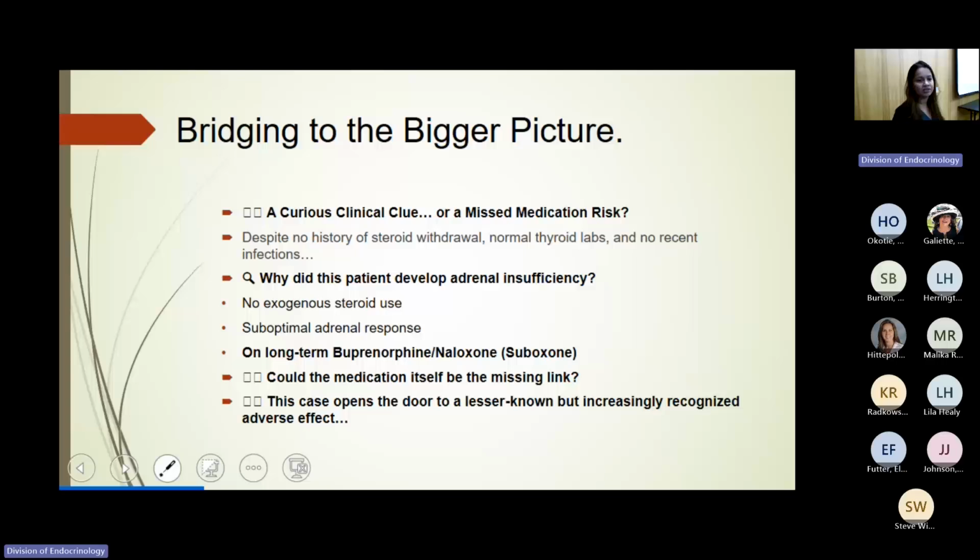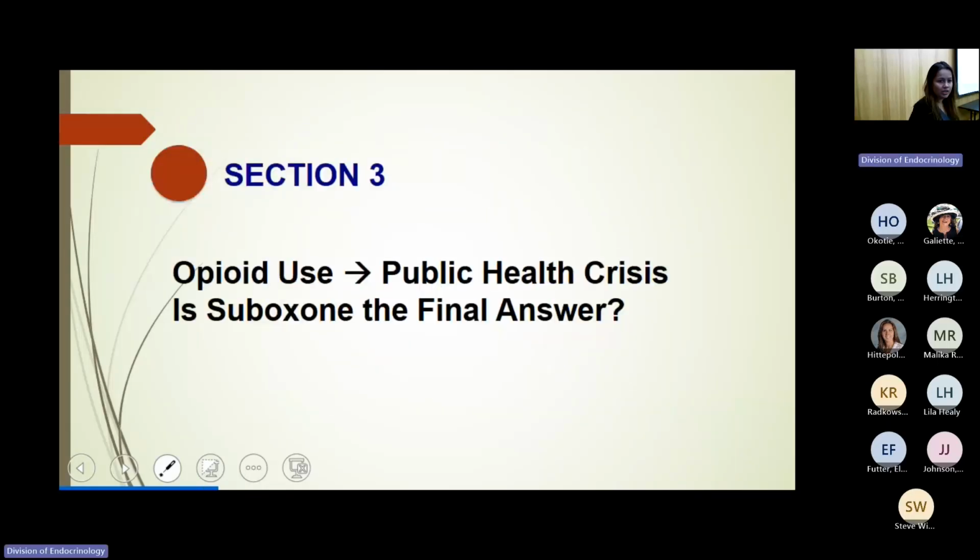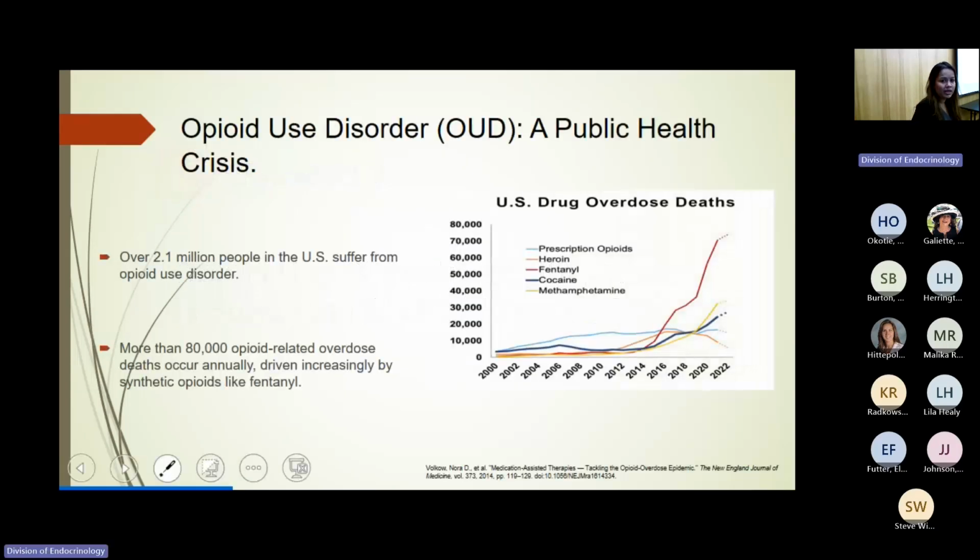This case opens the door to a lesser known but increasingly recognized adverse side effect: adrenal insufficiency caused by Suboxone. We'll talk about opioid use in this section as a public health crisis. Is Suboxone the final answer to that crisis? So a little background on opioid use, and why we are talking about Suboxone and why its use is increasingly being seen in all the reports that we see from NIH and all the other data sources.